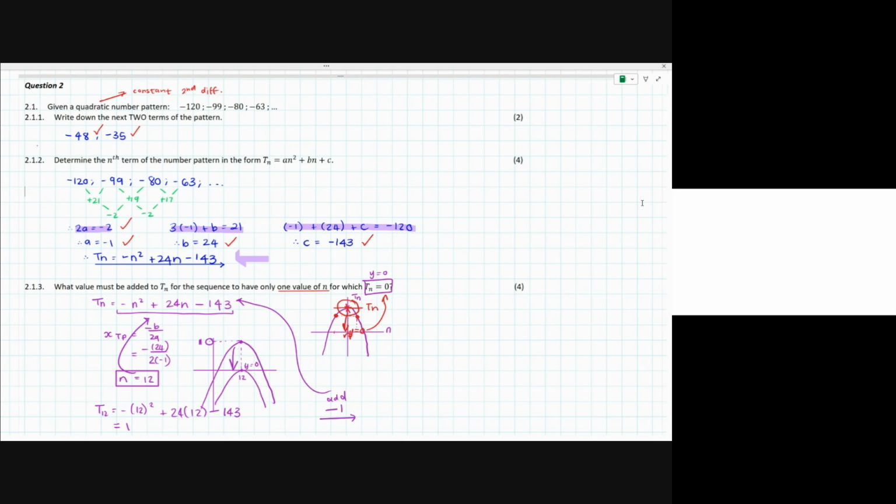Anywho, so this 2.1.3, not a hard question, but it's going back to understanding that this is a parabola. And I think, guys, sometimes we forget how intertwined maths actually is and how much overlap there actually is between sections. So I hope we've got those screenshots.